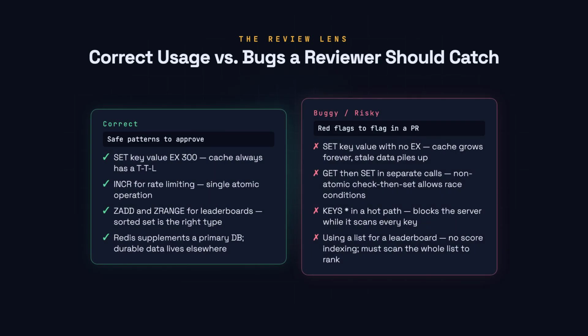Every cached key must have a TTL, rate limit increments must be atomic, leaderboards must use sorted sets not lists, and never let keys appear in a production hot path.